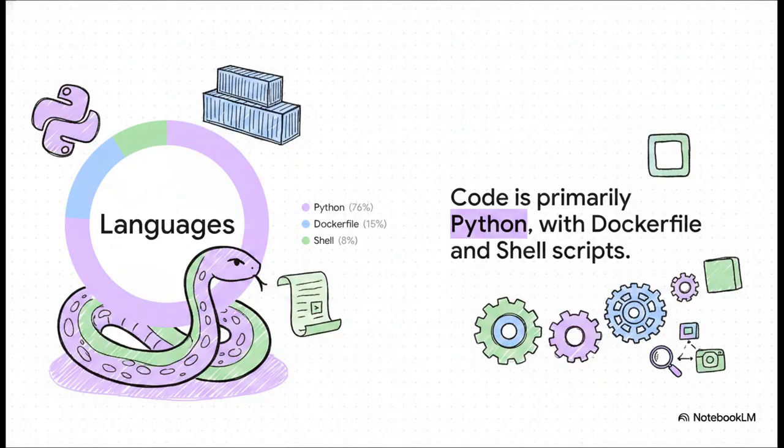Taking a quick look at the project's language composition, this brilliantly illustrates how Python-heavy and script-light this deployment really is. Over 76% of the codebase is Python, powering all that FastAPI and Streamlit logic. About 15% is dedicated to the Docker files containerizing those apps, and less than 9% is shell scripting, which is just used for things like dynamically grabbing our model. It's an incredibly focused modern tech stack.